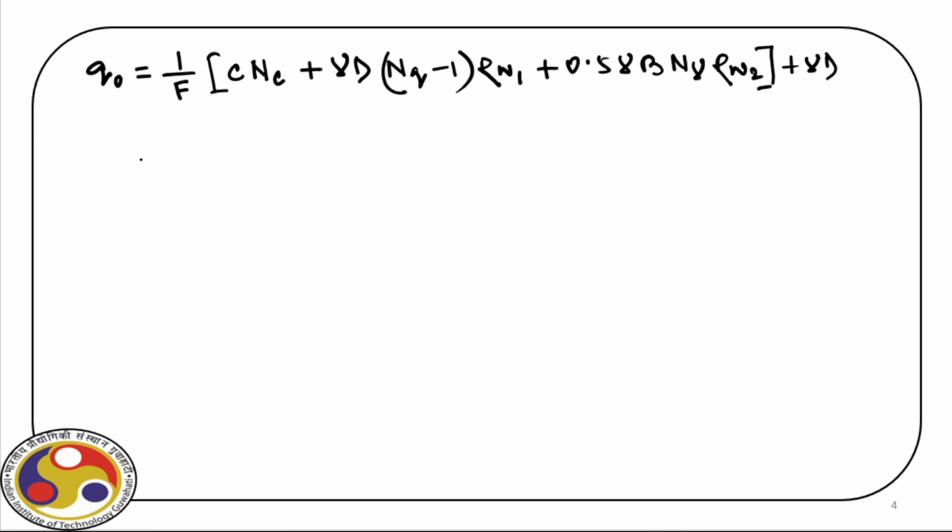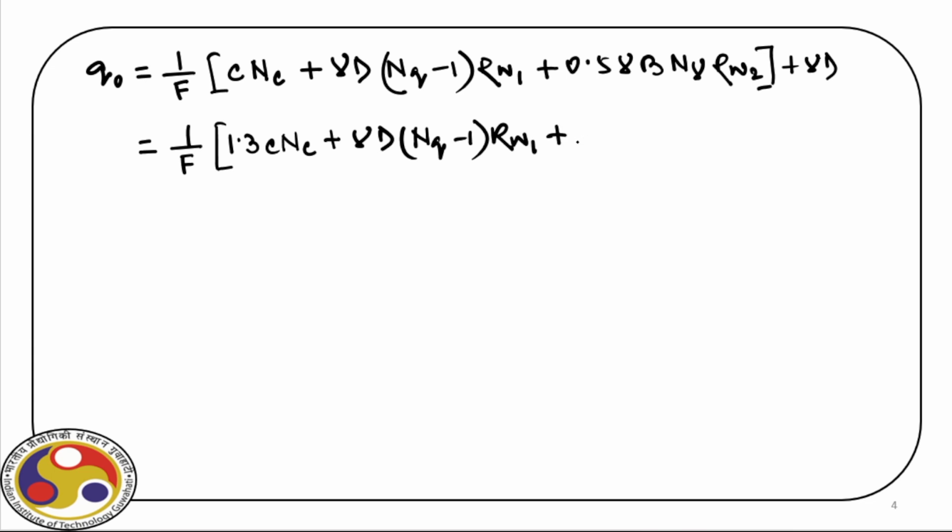For square footing, it is 1/F (1.3 C Nc + gamma D (Nq - 1) Rw1 + 0.4 gamma B N gamma Rw2 + gamma D).